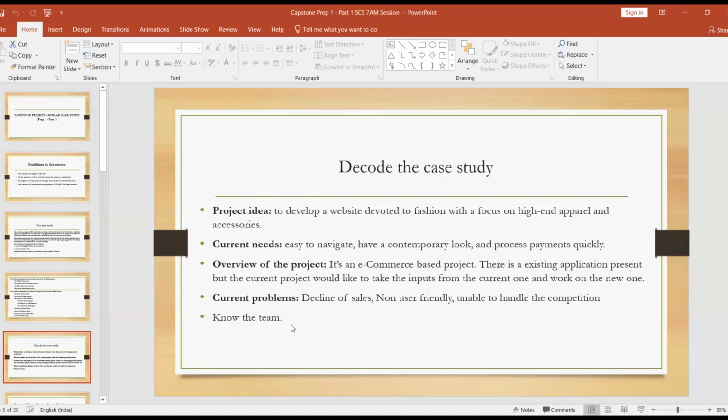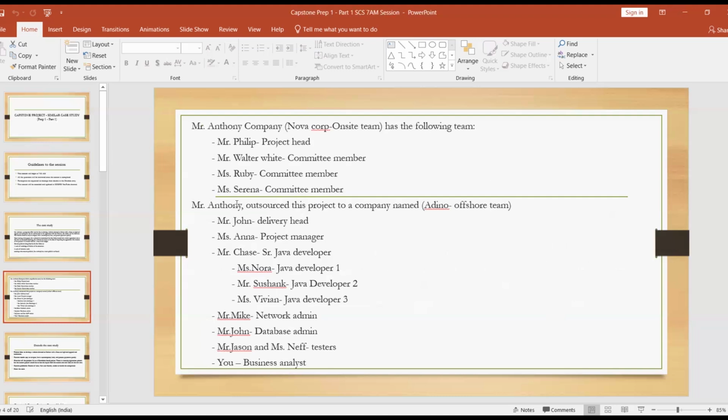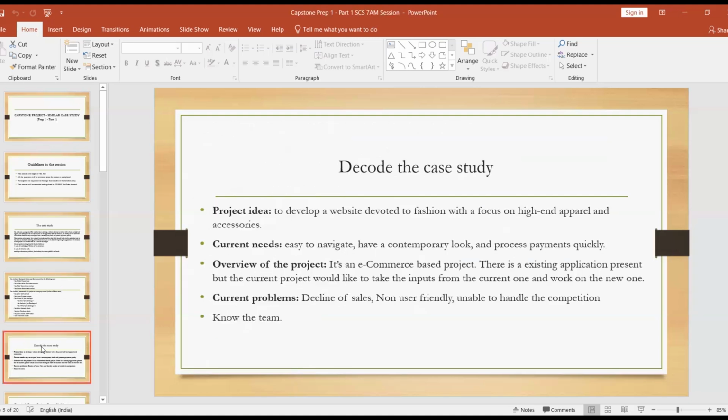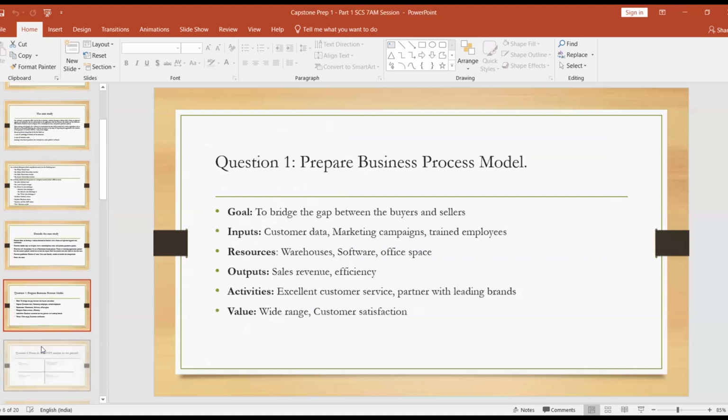And the ultimate work is to identify the team. By decoding everything, we will get to know whoever the employees involved in this team are, for example, the onshore team as well as the offshore team. The aim is to identify them so that we can work together with them on this application.